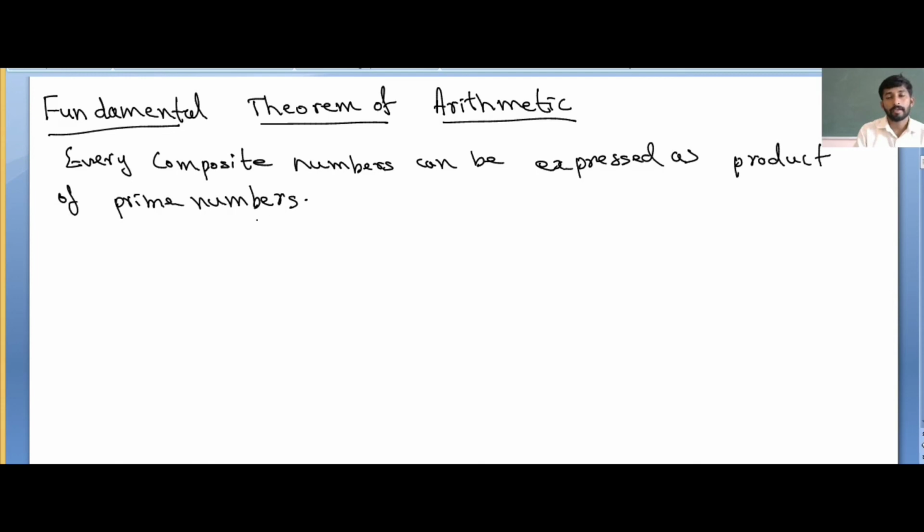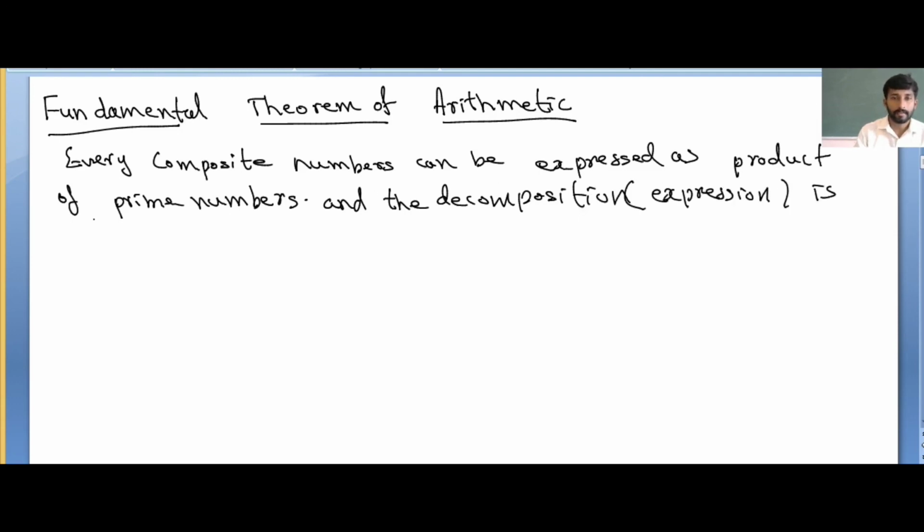Take any composite number, you can write that composite number as a product of prime numbers, and this decomposition, what's the meaning of decomposition? It means this expression is unique. One composite number is given, you can write that composite number as a product of prime numbers, and that expression is unique. For every composite number there exists only one such expression. That's the meaning of unique.